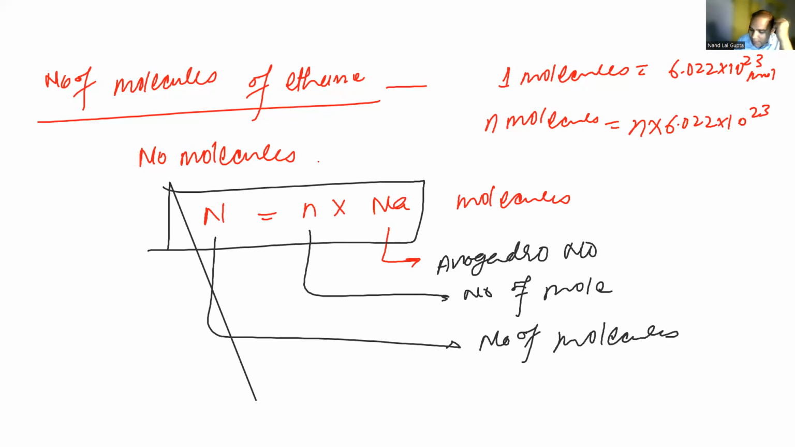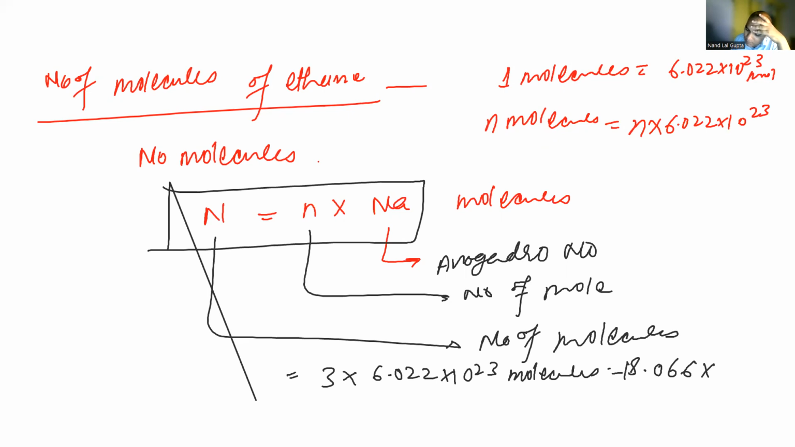The number of moles given in the question is 3 moles, 3 mole ethane. So here I am writing 3. Avogadro number you know very well, 6.022 into 10 power 23 molecules. Now you can multiply to get the answer. 3 times 2 is 6, 3 times 6 is 18. So 18.066 into 10 power 23 molecules of C2H6.